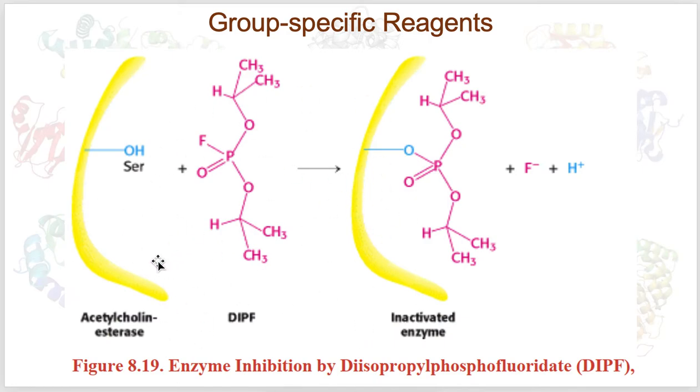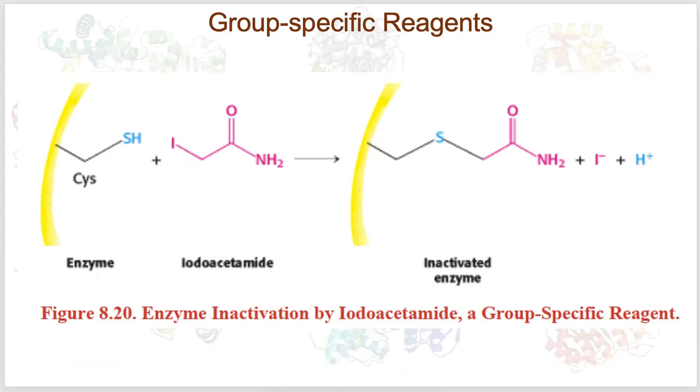This figure shows how DIPF inactivates acetylcholine esterase enzyme. Say this is the part of the acetylcholine esterase enzyme, and this is the serine residue which the DIPF interacts with. And this is the DIPF. The DIPF covalently binds with this serine residue of the acetylcholine esterase and thus inactivates it. It shows another example of group specific reagents.